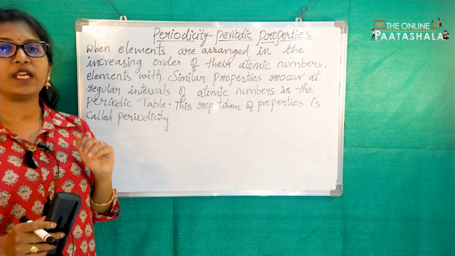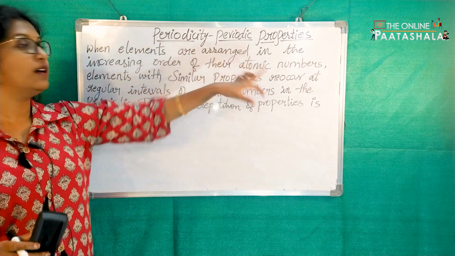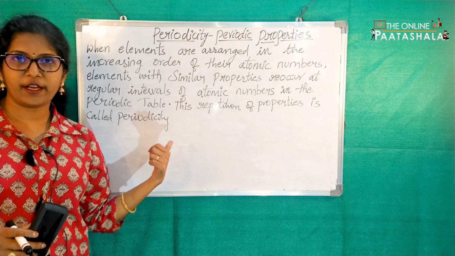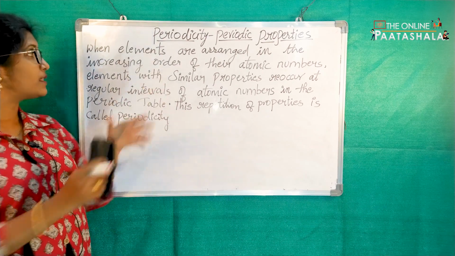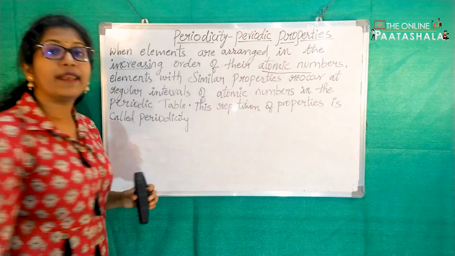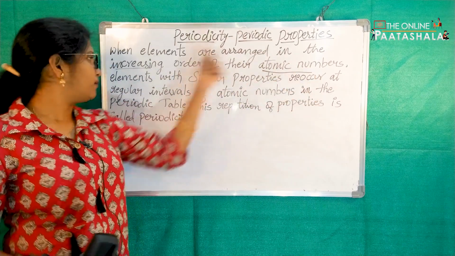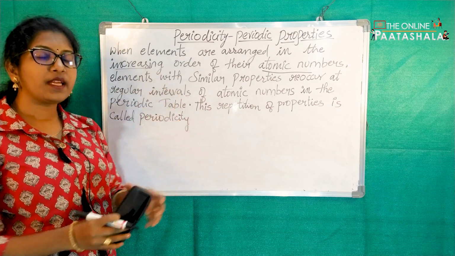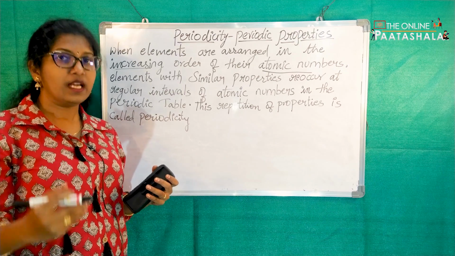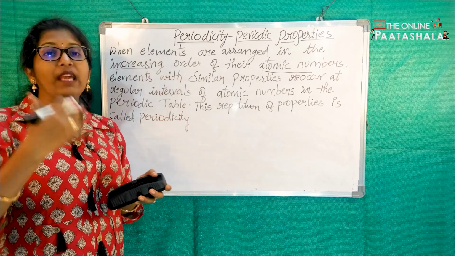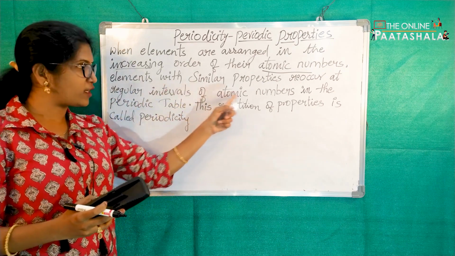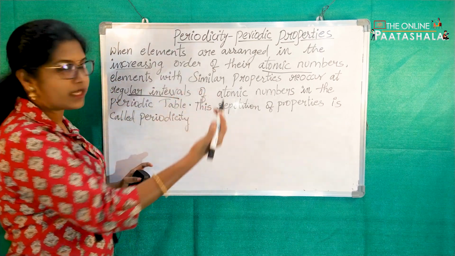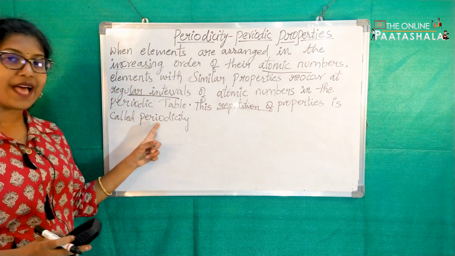This is the definition of periodicity. When elements are arranged in the increasing order of their atomic numbers, as you know earlier, in the whole periodic table the elements are arranged in the increasing order of their atomic numbers, elements with similar properties reoccur at regular intervals. That means when they are arranged in the increasing order of their atomic numbers, if the elements reoccur at the same regular intervals of atomic numbers in the periodic table, this repetition of properties is known as periodicity.